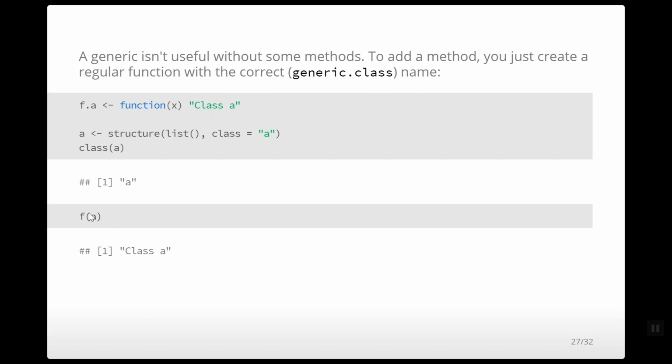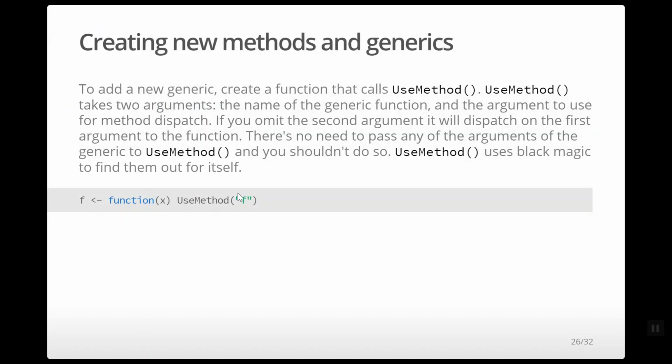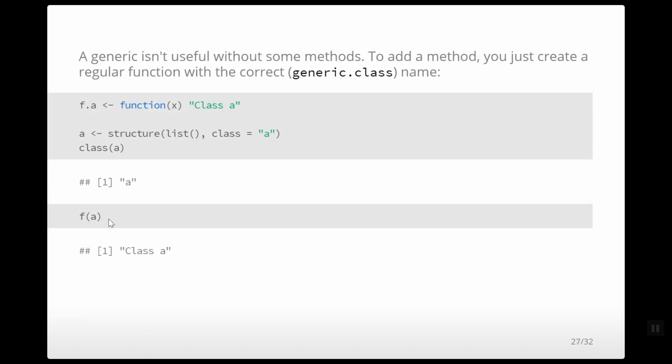So when we say f and we give it this object A, R says, wait a second, this is a generic function. I've got to find the appropriate method. Use the method here. And it says, okay, let me look up the class. The class is A. Do I have a function for f.a? And the answer is yes.